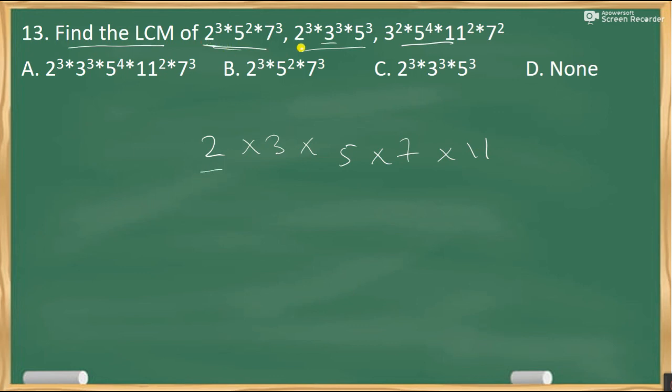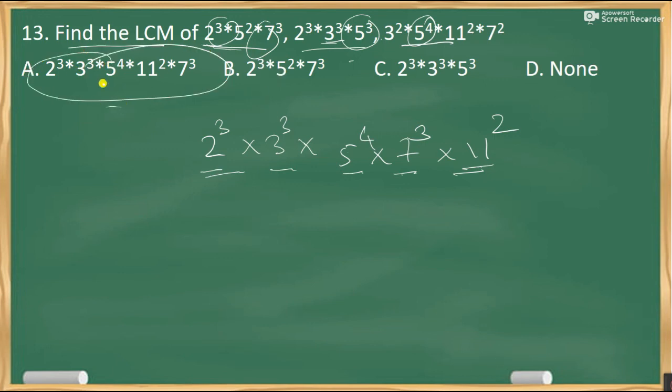What is the highest power for 2? Here 3 is the highest one. For 3, cube, that is 3, is the highest one. For 5, power 4 is the highest one, sorry. And for 7, I think 3 is the highest one. And for 11, 2 is the highest one. So my answer is 2 cube into 3 cube into 5 power 4 into 7 cube into 11 square. If you see closely, option A is the correct answer. That's how you find the LCM when factorized form is given. Take all the bases and take the highest power of it. Clear? So that is the answer for this question.